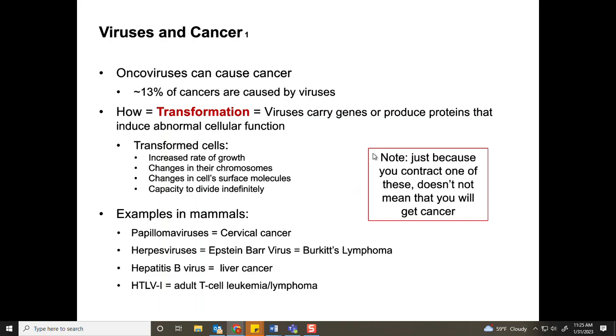Now, I do want to take note here just a moment. Just because you contract a virus, any of these viruses that I'm listing here, it does not mean that you will get cancer. It's just a risk factor.